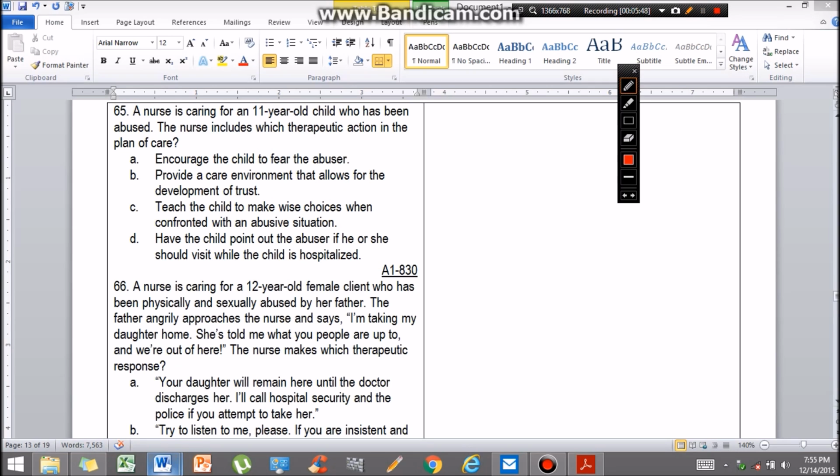Number 65. A nurse is caring for an 11-year-old child who has been abused. The nurse includes which therapeutic action in the plan of care? A. Encourage the child to fear the abuser. Eliminate, because this will reinforce fear, and this should be discouraged.